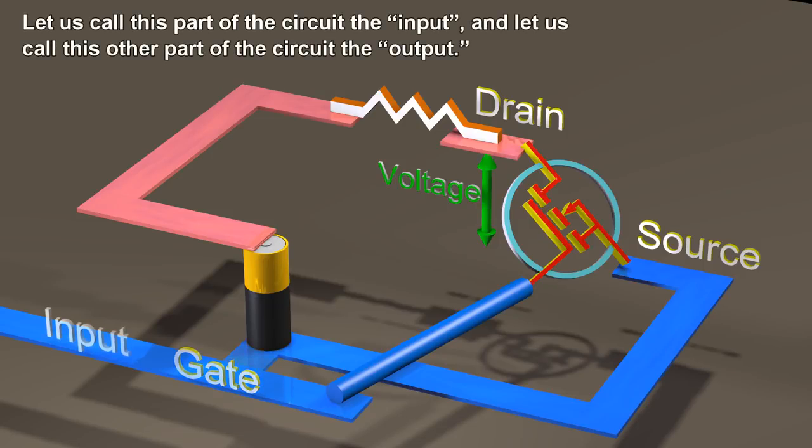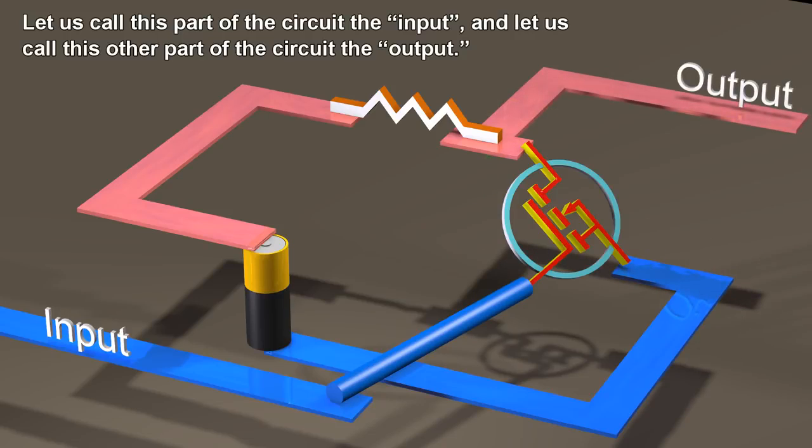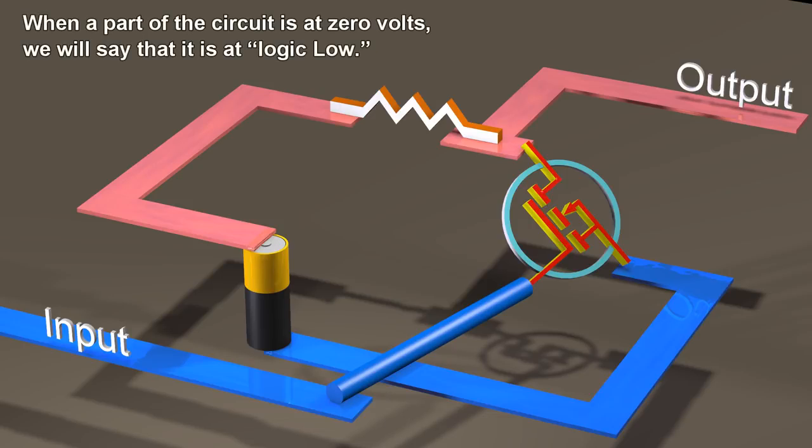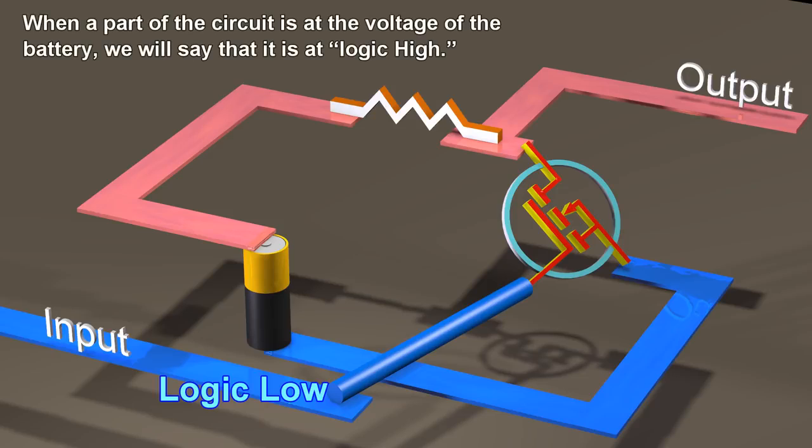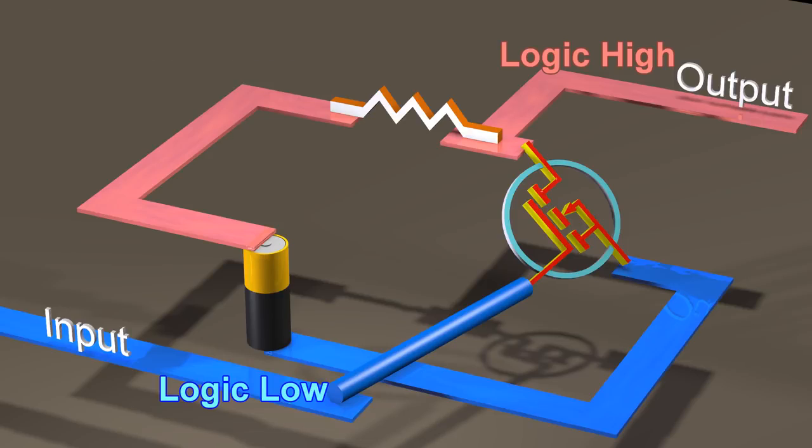Let us call this part of the circuit the input, and let us call this other part of the circuit the output. When a part of the circuit is at 0 volts, we will say that it is at logic low. When a part of the circuit is at the voltage of the battery, we will say that it is at logic high. We have now made our first logic gate.